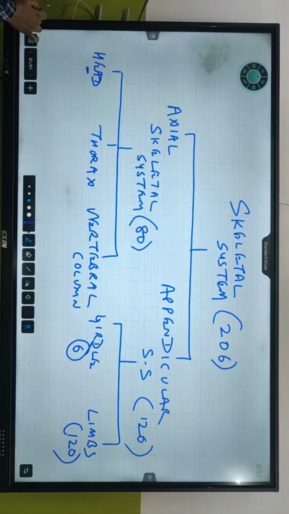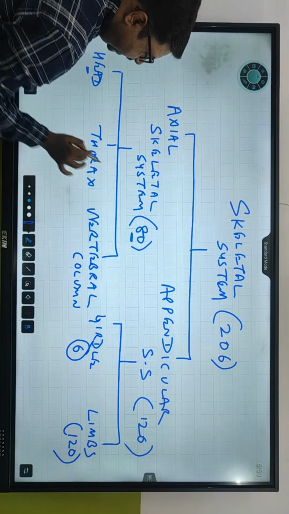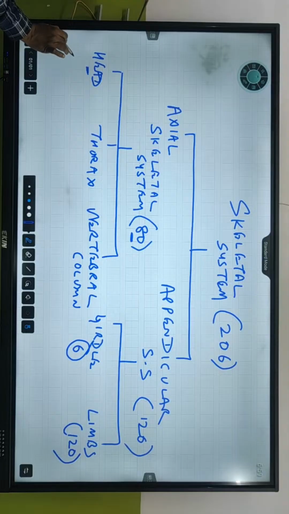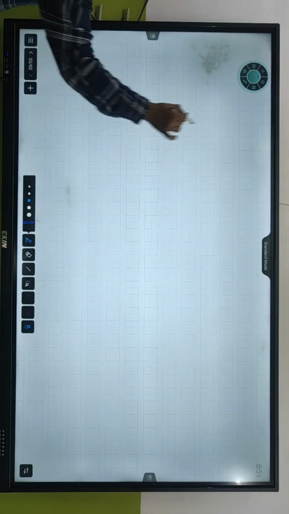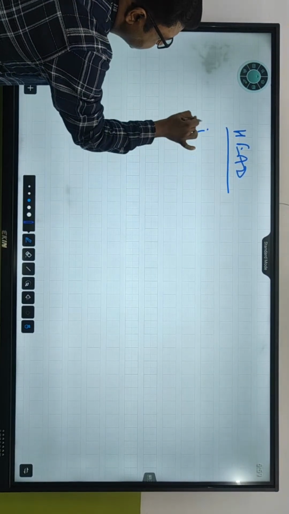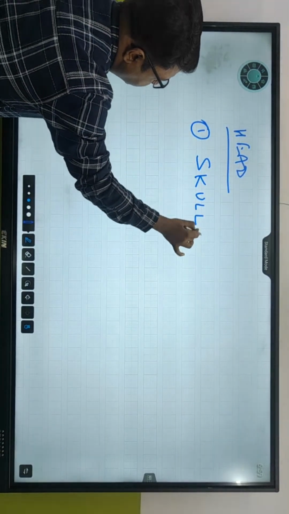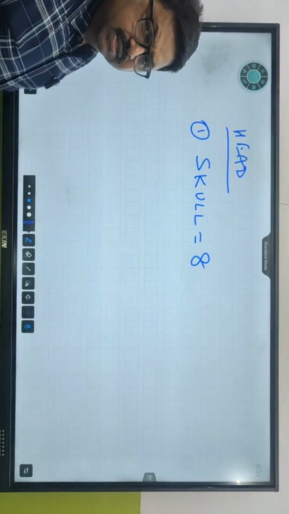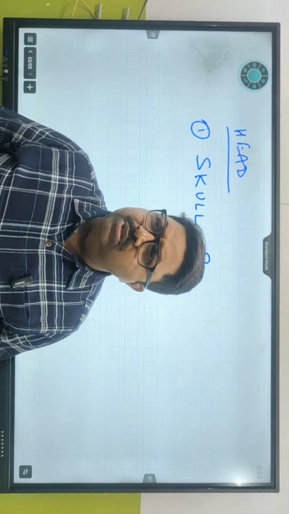Let us talk about head. So 80 bones हैं यहाँ पे, 80 bones are there. Head में कितने सारे bones हैं? Let's see that. Let us find out. First, skull. How many bones are there in the skull? 8 bones are there in the skull.